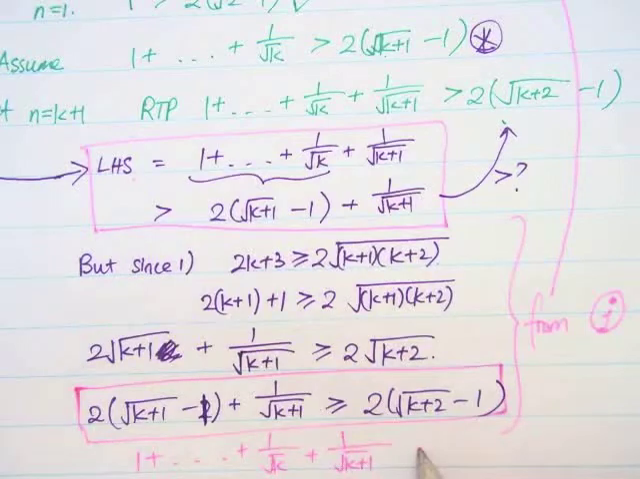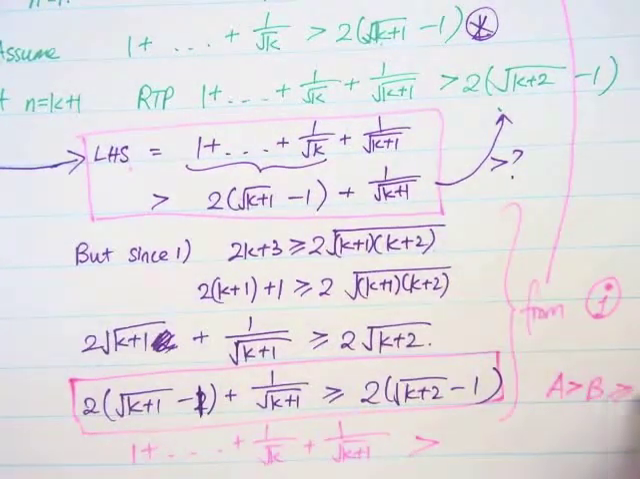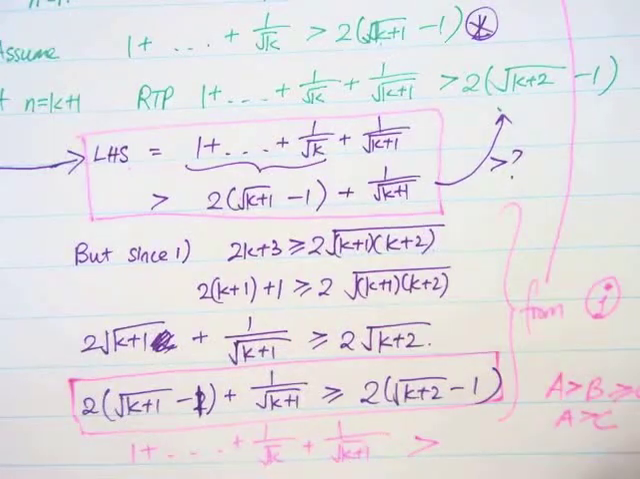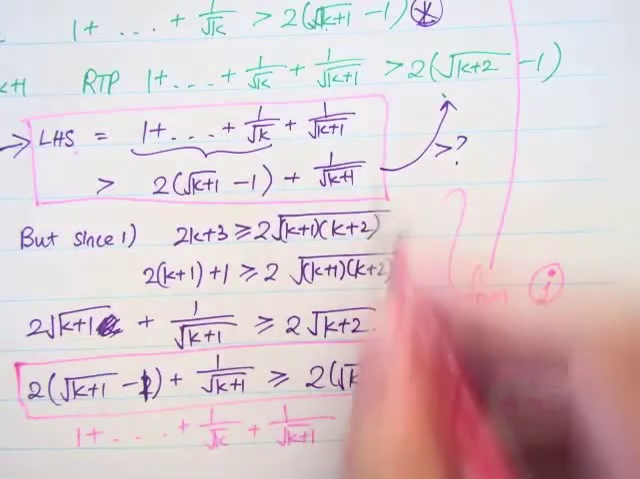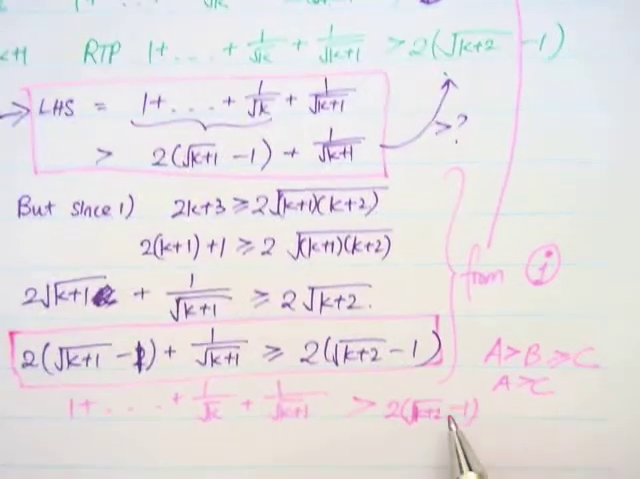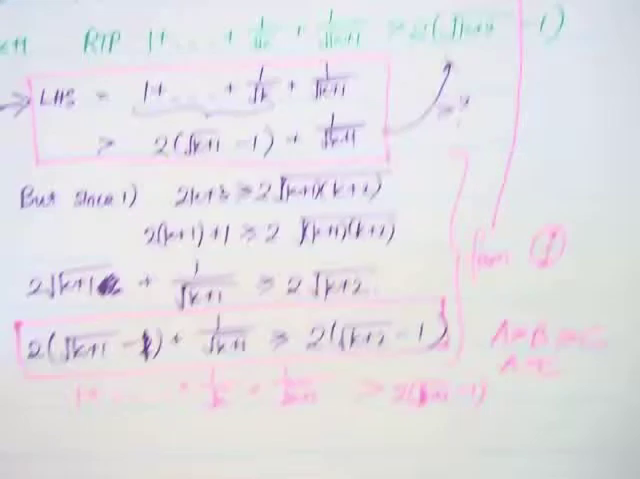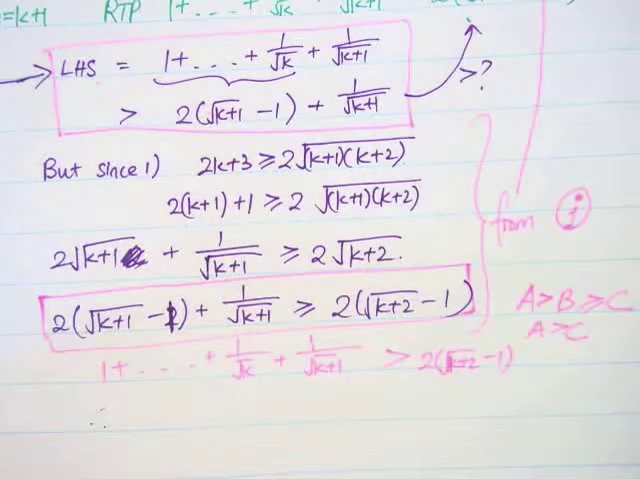is, if you think about it, a is greater than b, which is greater than or equal to c, then clearly a is greater than c because it's in descending order. And c in this case is just 2 root k plus 2 minus 1, right? And that achieves our inductive step. So you can say, therefore it's true by induction.